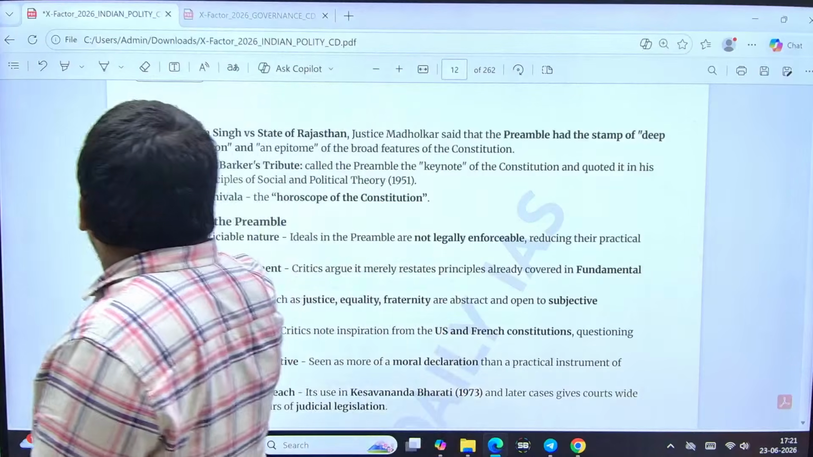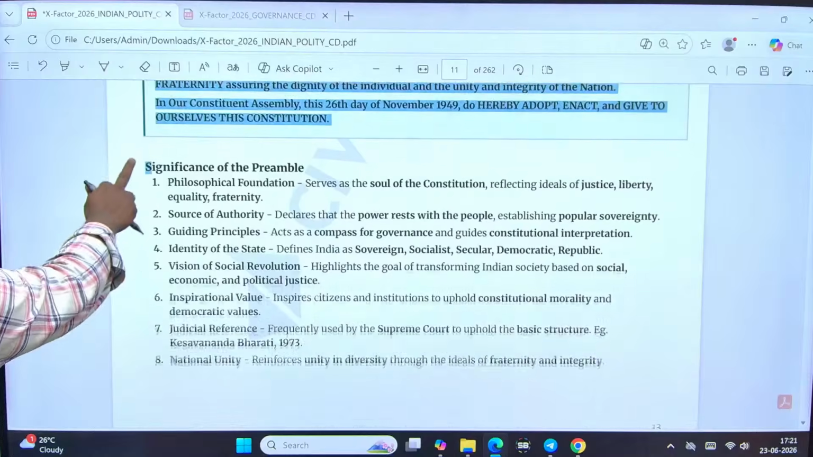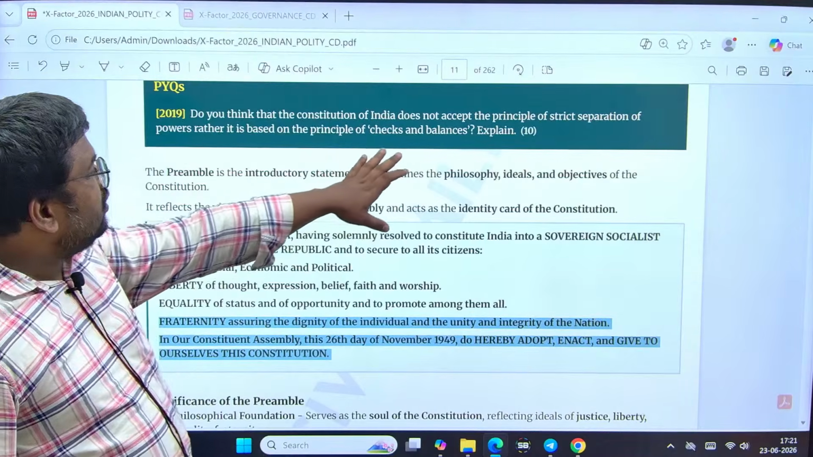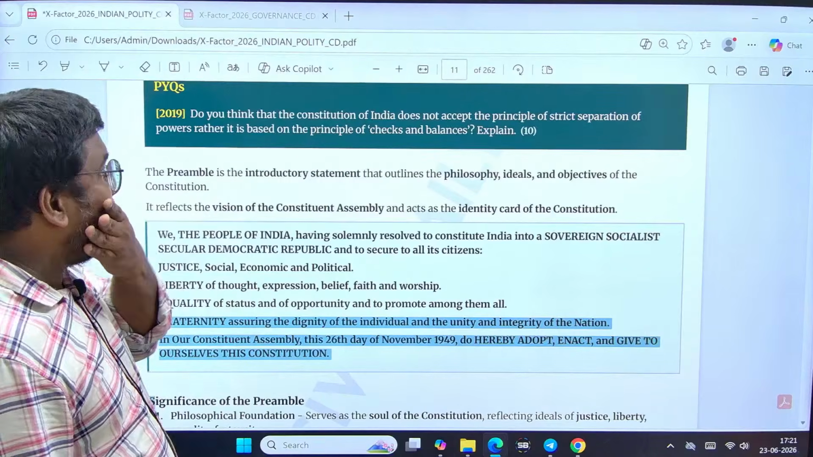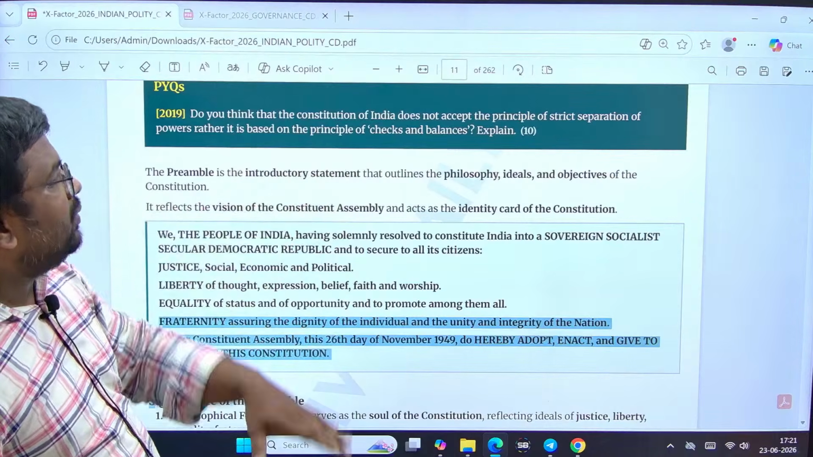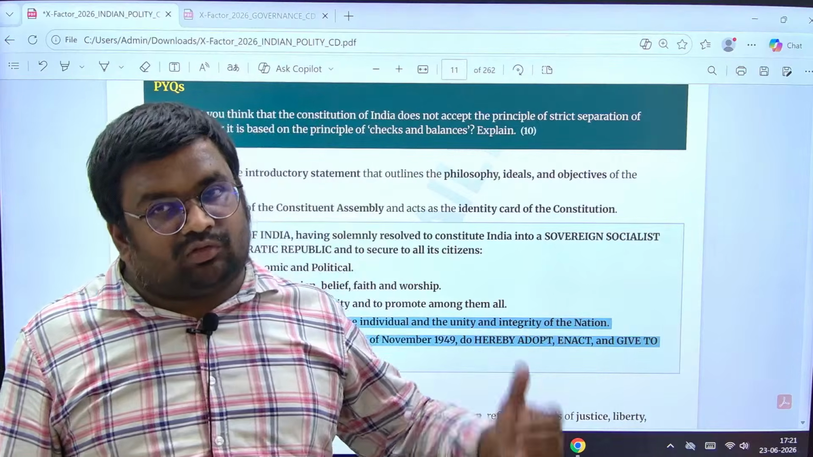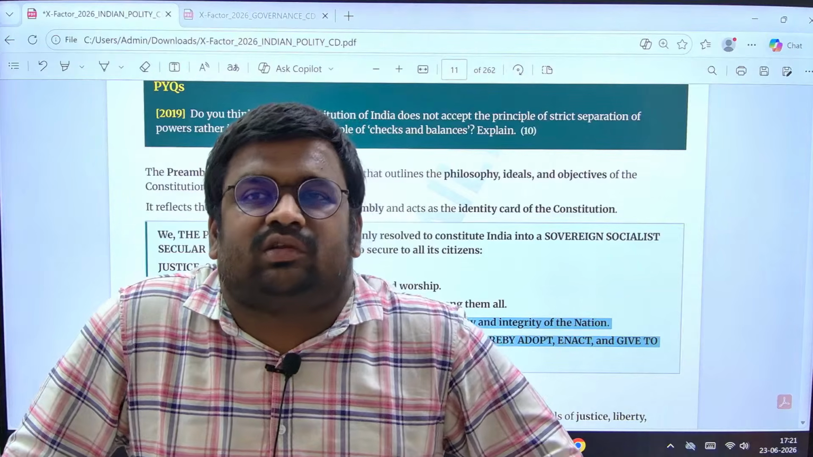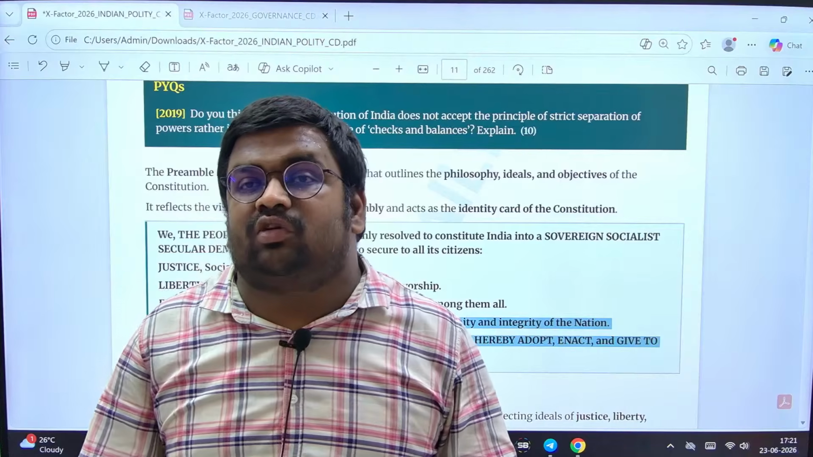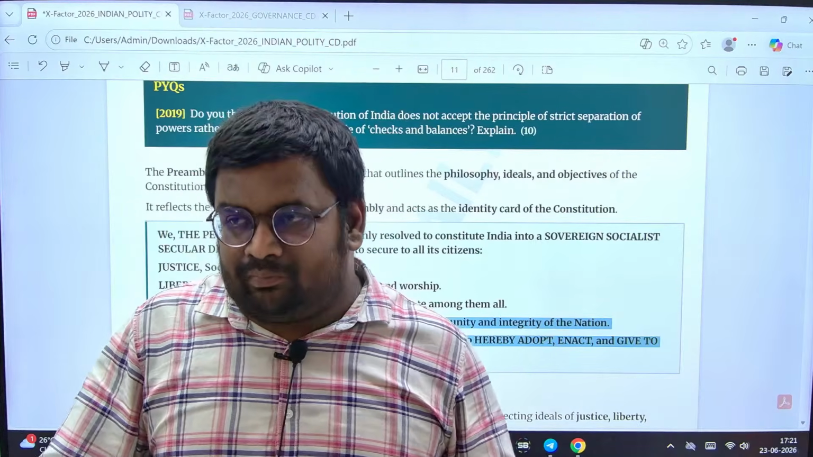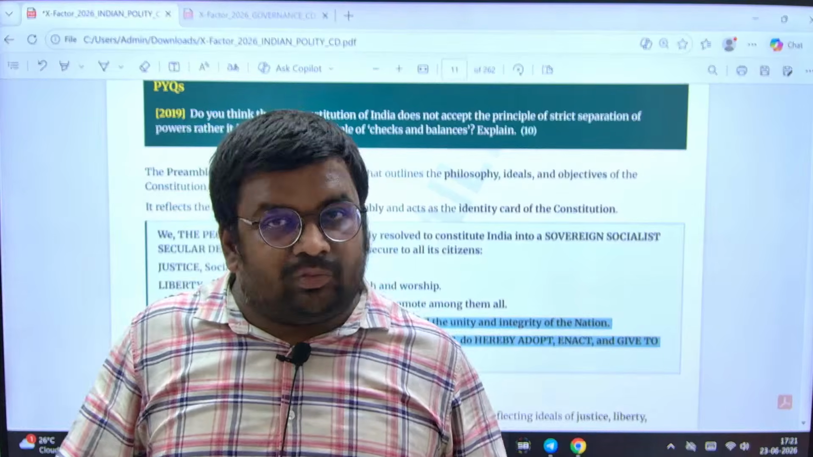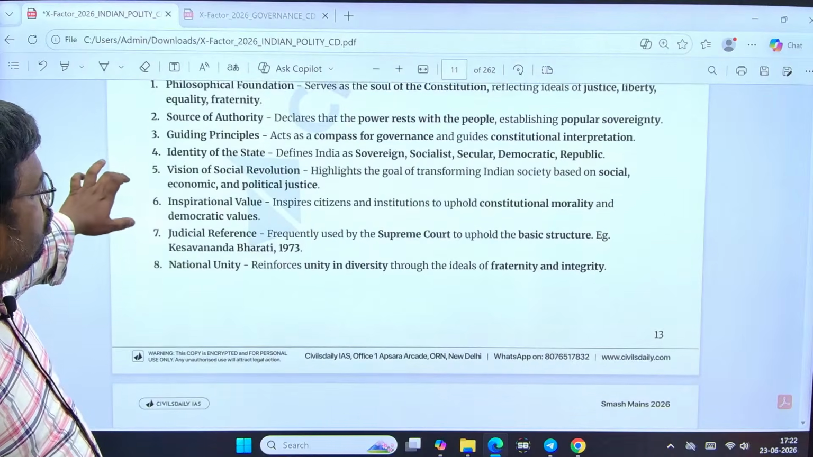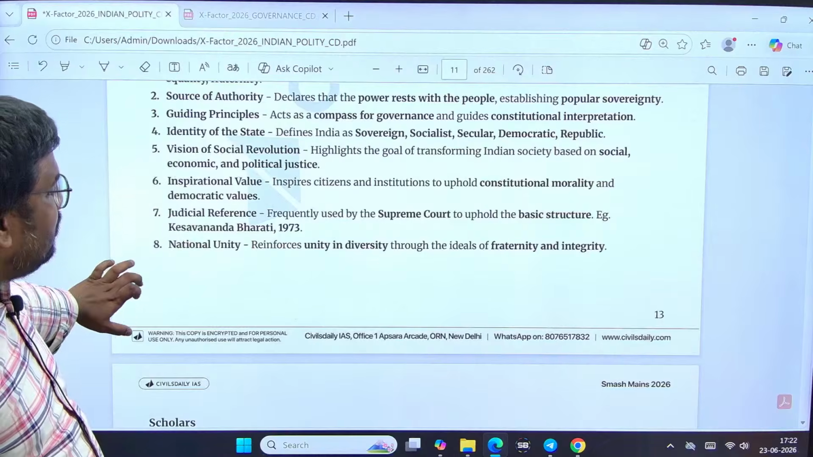Similarly, they had asked a question on preamble. Do you think Constitution does not accept strict separation of power? Rather, it is based upon checks and balances. Okay, so separation of power again static theme. Or before 2018, they had asked a question with respect to what are the key provisions of preamble and elaborate upon them. Okay, so even the static question UPSC can ask, that also we have covered. So for this, you don't even need to go to the polity again. Even your static is covered here.